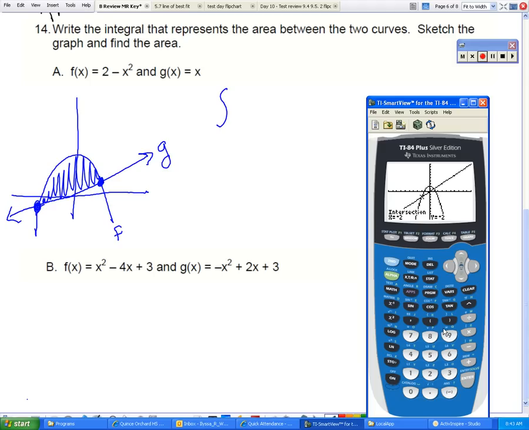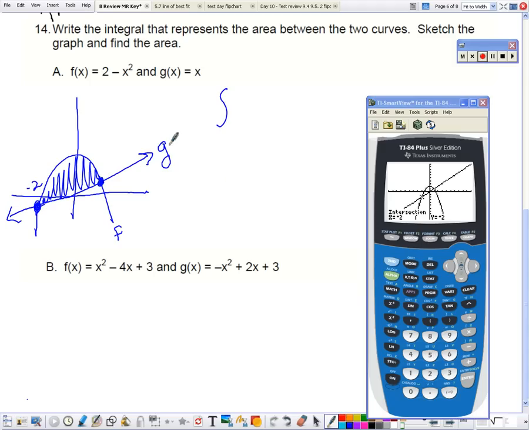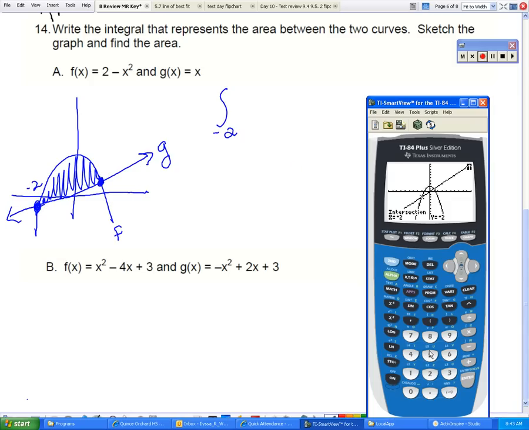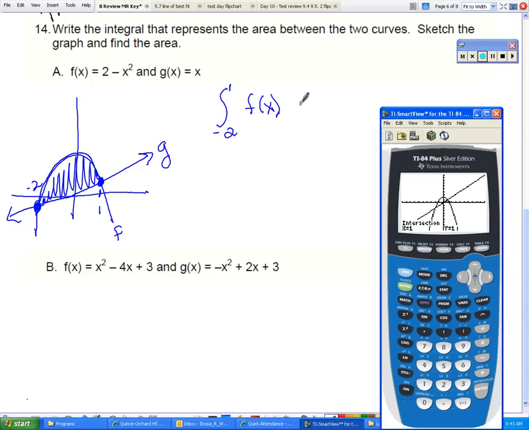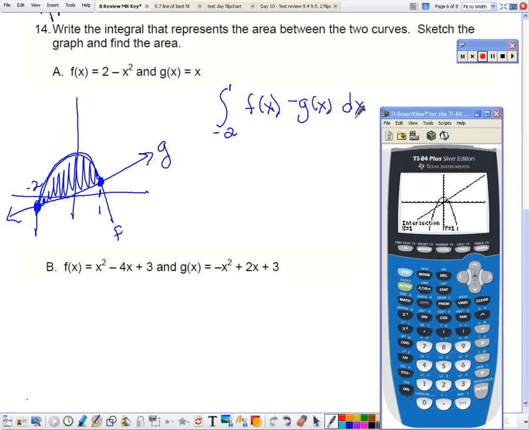So this is at -2. So my integral is from -2, and then I'm going to calculate again. And that's at +1 here. And then looking at my picture, the graph that is always greater is f. So my integral is going to be f of x minus g of x dx.